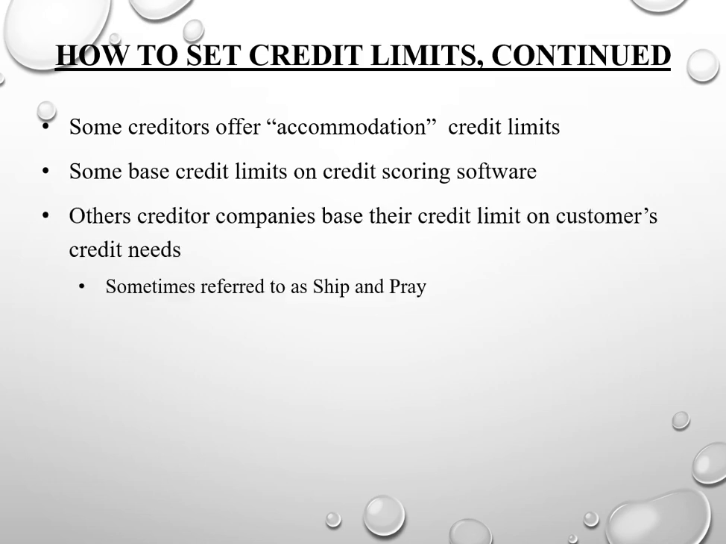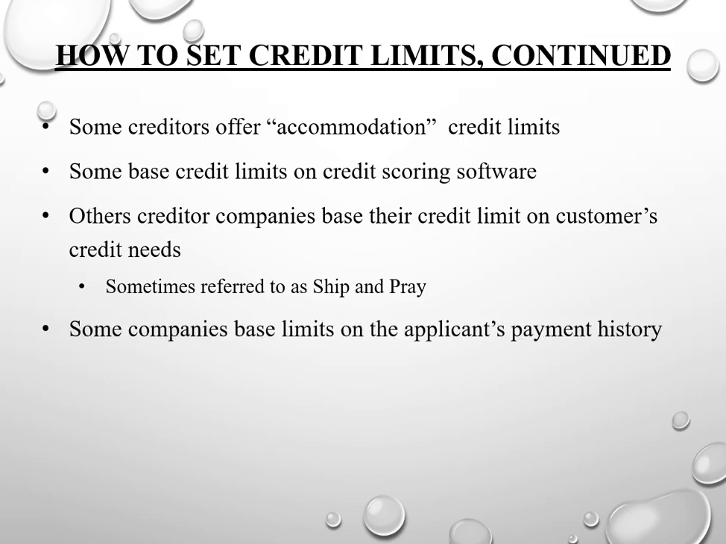Other creditor companies today base their credit limits on the customer's credit needs. What that means is basically if the customer says, I need a $10,000 credit limit, they get a $10,000 credit limit. What these creditor companies are doing in a very real sense is assuming that their collection efforts will be sufficient to collect any balance that becomes past due. This is sometimes referred to as ship and pray. We're going to ship whatever the customer needs in the form of open account shipments, and then we're going to hope and pray that we can collect the past due balance if and when the account becomes past due.